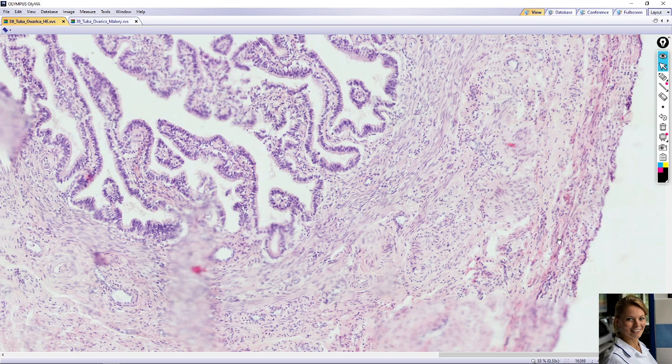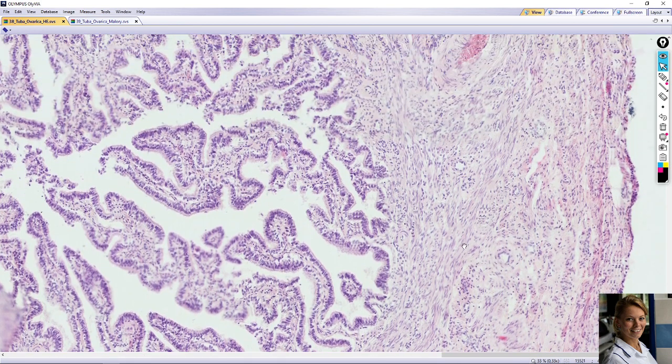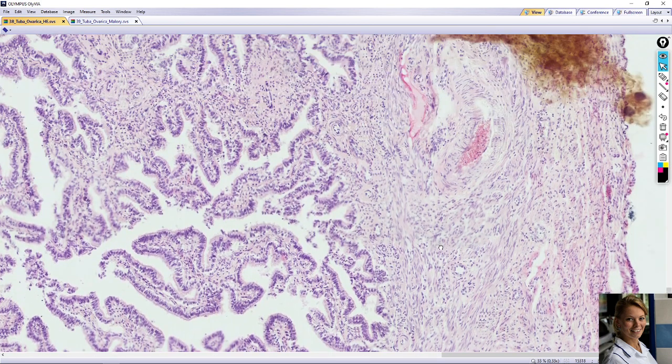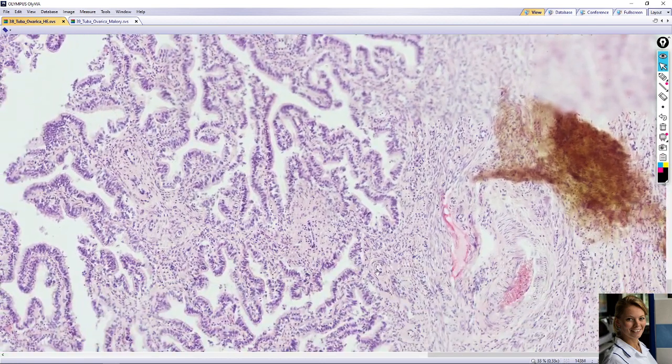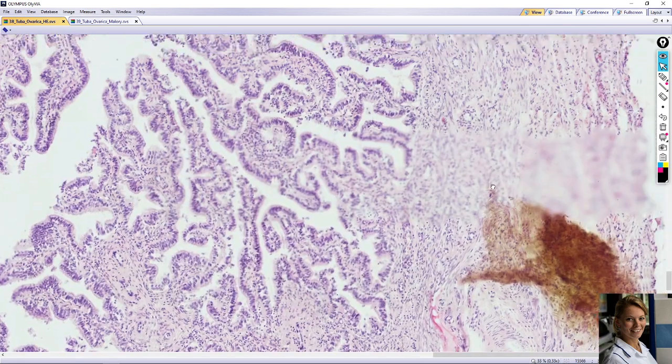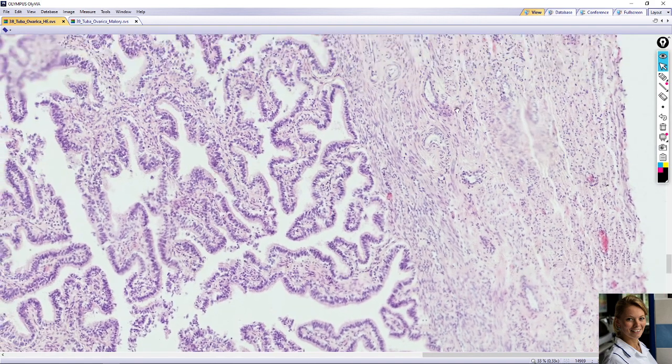Numerous venules and arterioles are visible in the interstitial connective tissue. Here is a very big artery. Here is a smaller one. Also here, there are blood vessels in the interstitial connective tissue.